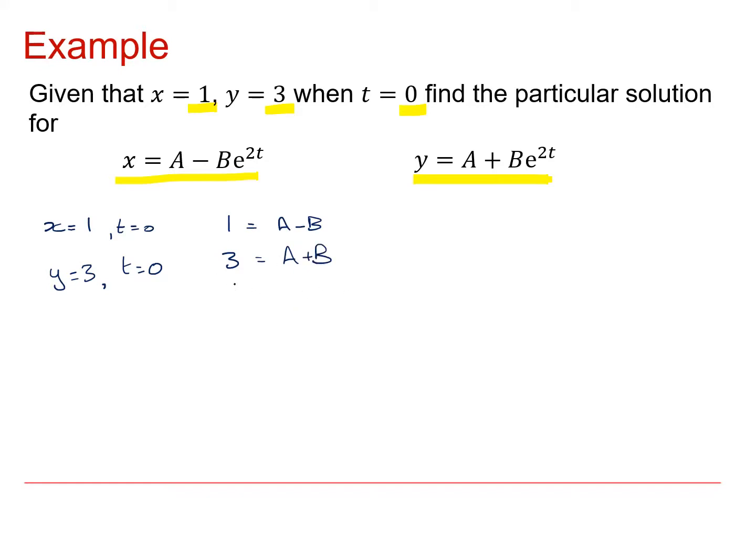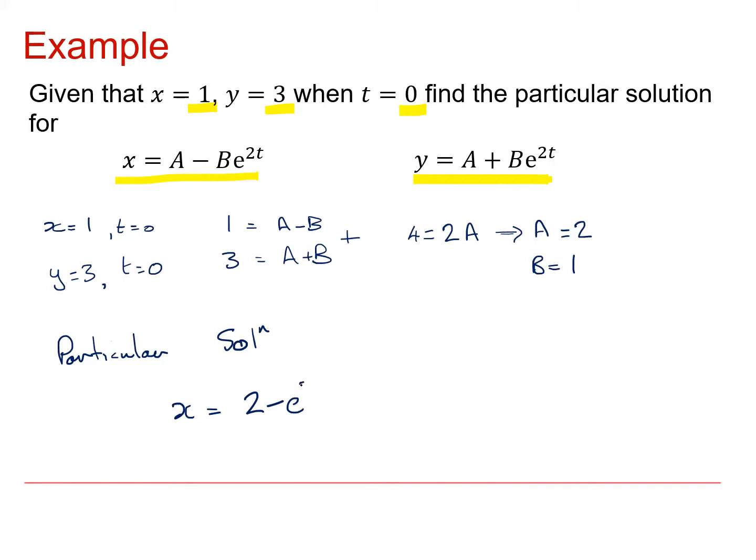If I add those two equations together, then I'm going to get 4 is equal to 2a. So that tells me a is equal to 2. And if a is equal to 2 and a minus b equals 1, that tells me that b is equal to 1. And so now my particular solution is x is equal to 2 minus e to the 2t and y is equal to 2 plus e to the 2t.